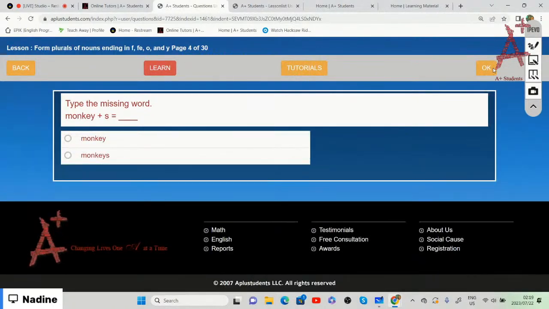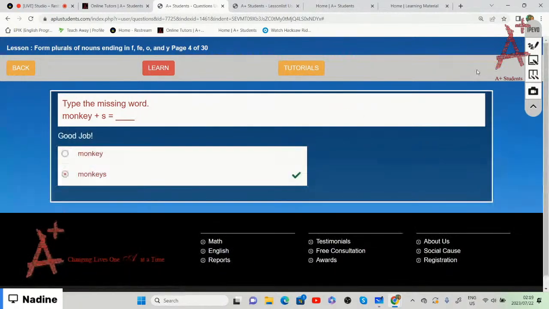All right. We need to type the missing word. Monkey plus S. What is monkey plus S? We need to change the word to a plural form. So one monkey, two or more monkeys, because we added an S to show that it is plural.